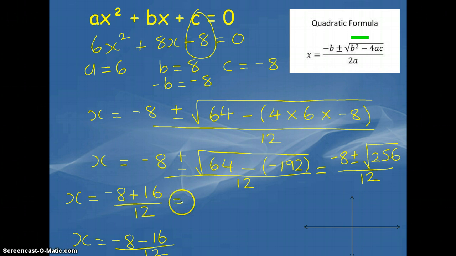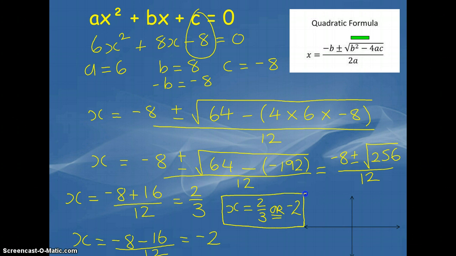And all we're going to do then is just calculate those two values. Well, minus 8 plus 16 divided by 12, well, that gives me 8 over 12, which simplifies down to 2/3. Minus 8 minus 16, well, that gives me minus 24, divided by 12 gives me minus 2. So we can just clarify that x is equal to 2/3 or -2. And again, good exam technique would be to box that or highlight that.